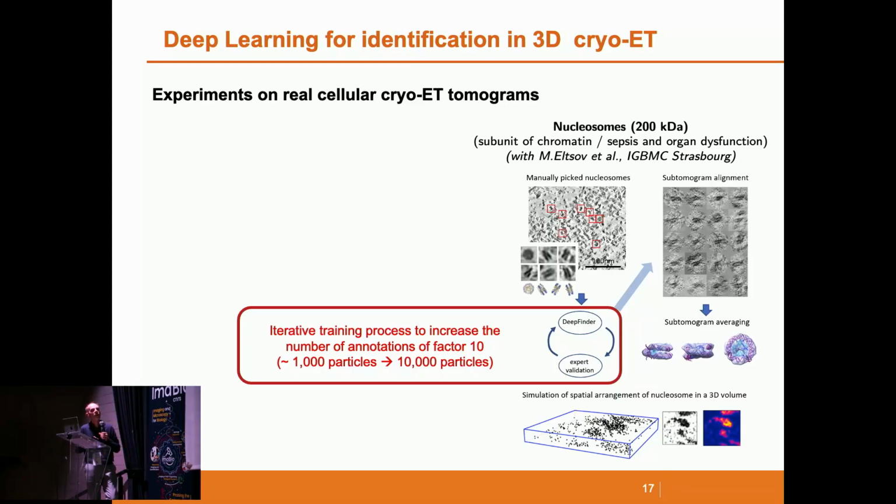So by running this iteratively for several rounds, we improve the size of the training sets from 1,000 particles to 10,000 particles. But it took 1 year to get this result. So, but at the end, it was possible to have a better reconstruction of the nucleosome in 3D. And we also analyzed the spatial distribution in nucleosome in nuclei. And we also developed an analytical model able to represent the spatial distribution of nucleosome in the nuclei.